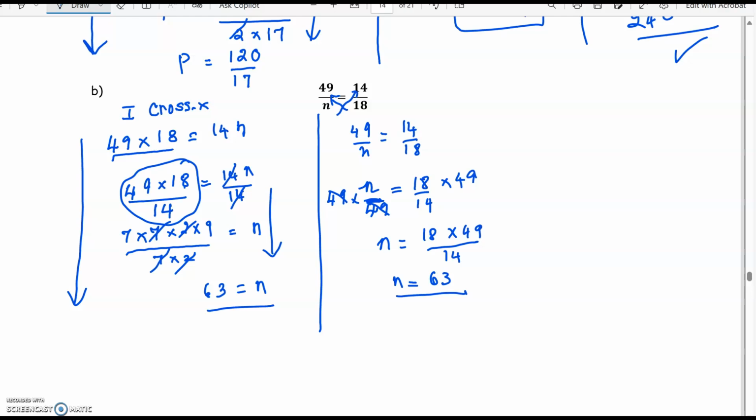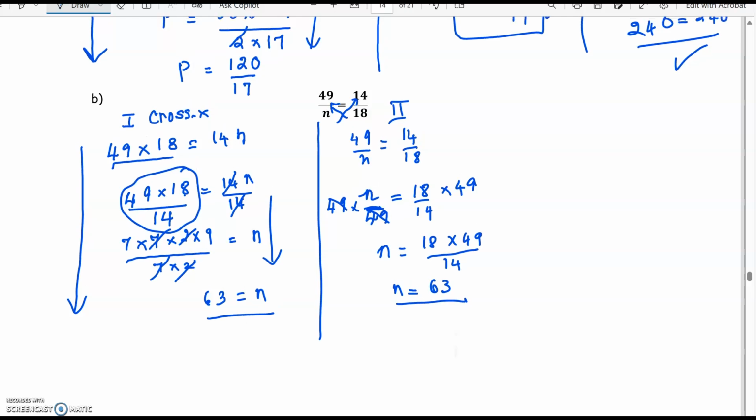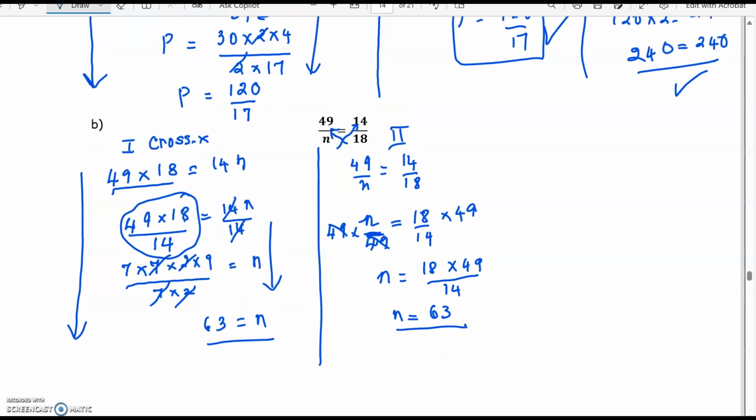So this is just another method. So pick the one that's easy. If you want to follow just one method, go with cross multiplication until you're comfortable using other methods. Now, how do we check the answer? Checking the answer is simply plugging the number back in to the original equation. So 49 over n, which is 63, is 14 over 18.